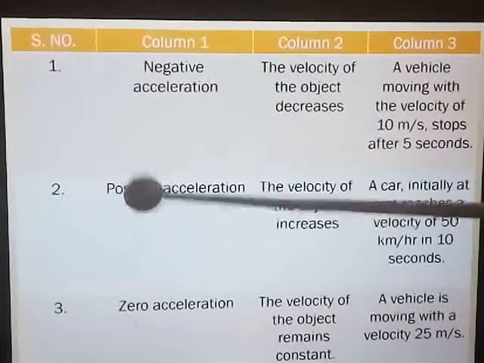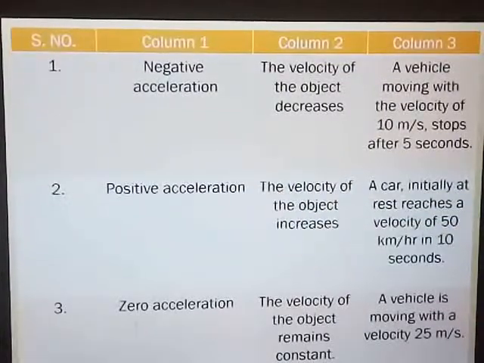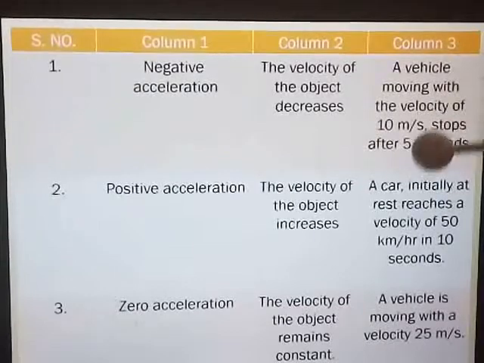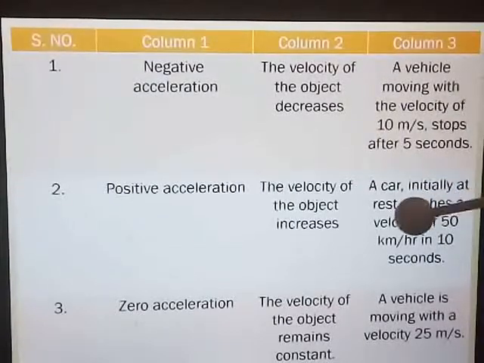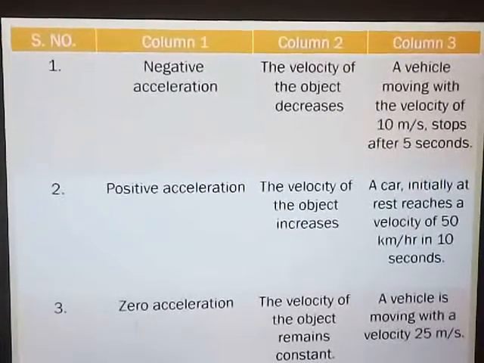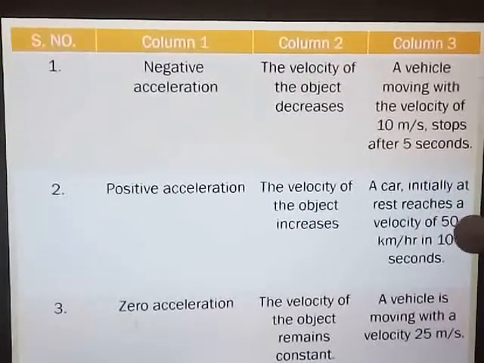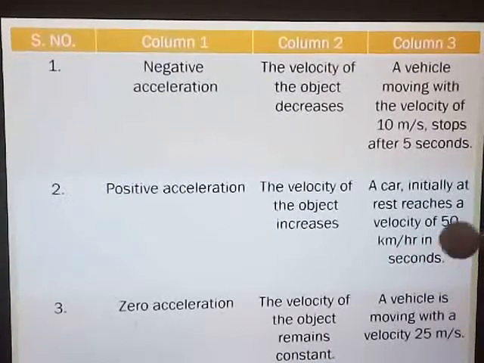Positive acceleration. Positive means increasing. So velocity of the object increases. Column number 3. A car initially at rest reaches a velocity of 50 km per hour. You can see the velocity. The car was initially at rest. So velocity was 0. Now it has started increasing and reached a velocity of 50 kilometers per hour in 10 seconds. So positive acceleration.